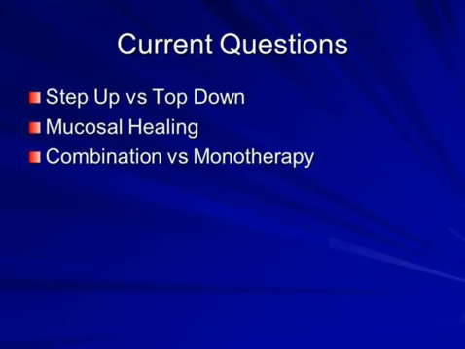So now I'd like to move on to some of the currently debated questions in the treatment of Crohn's. What's commonly referred to as step-up versus top-down refers to the question of, is it better to start with the more mild medications and gradually offer more aggressive treatment, or should we just offer more aggressive treatment from the get-go?